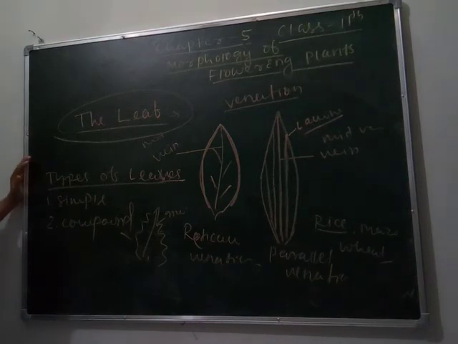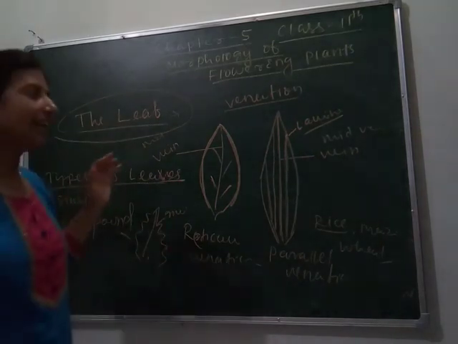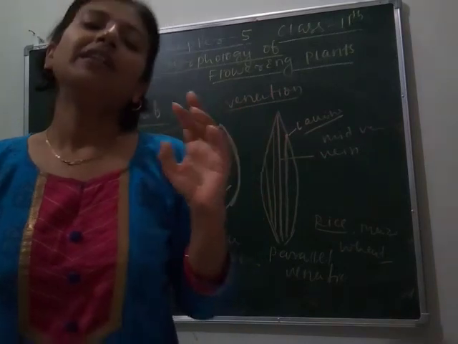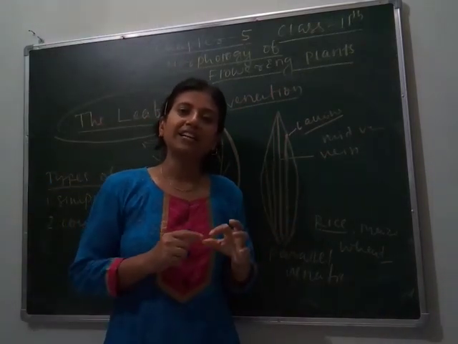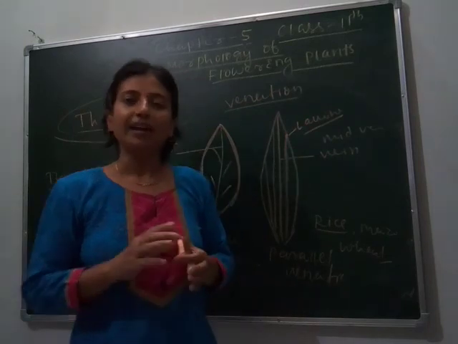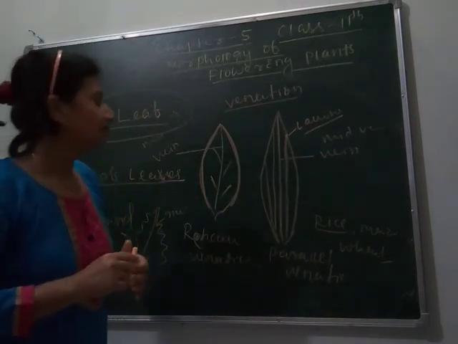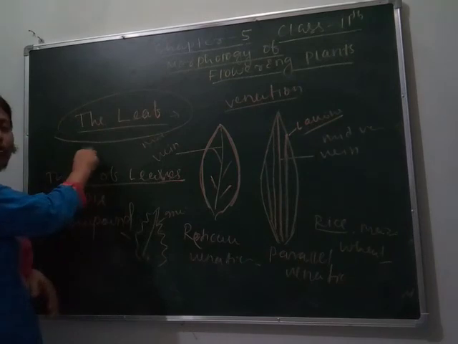Next, the simple and compound leaf are divided into many types. The compound leaf is of two types: one is pinnately compound and another is palmately compound. But we need some leaves to understand this topic, so I must show you tomorrow. For today, this is all about your leaves.